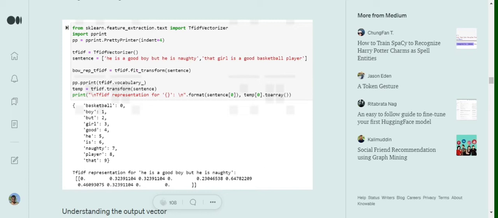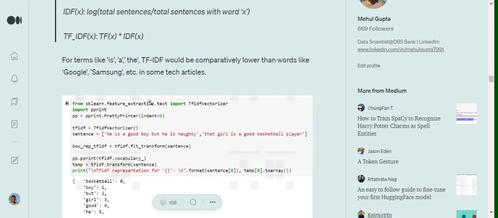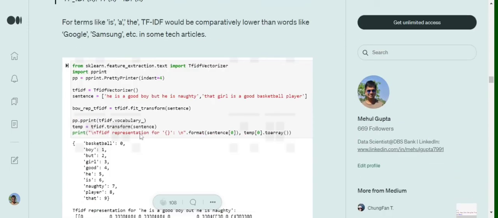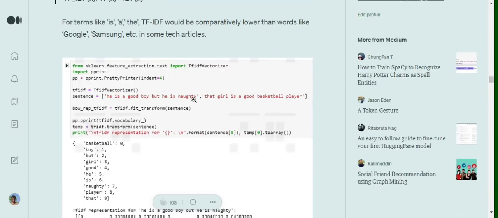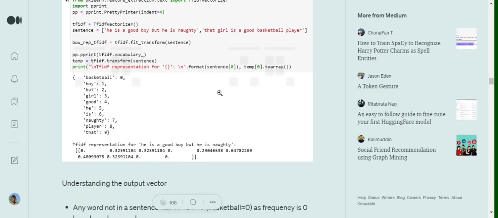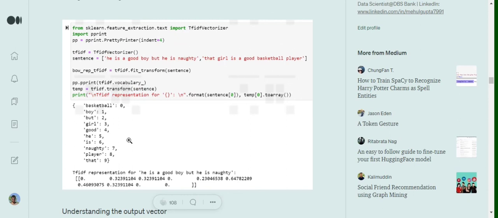So 2 upon 8 times log of total sentences, that is 2, again we have 2 sentences in the training set, upon total sentences in which the word is present. You can see that "is" is present in both sentences, so it's 2 upon 2. So 2 upon 8 times log of 2 upon 2, that is log of 1. Now log of 1 is equal to 0. Hence, the TF-IDF value for "is" is equal to 0.